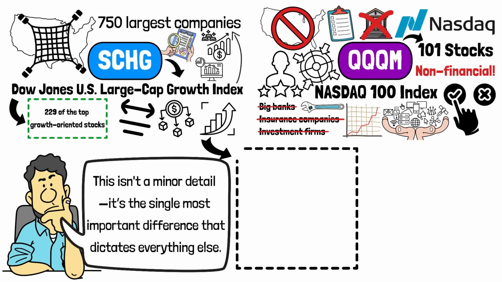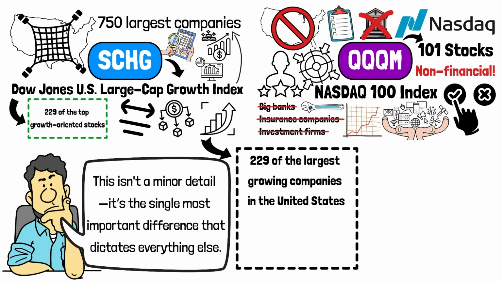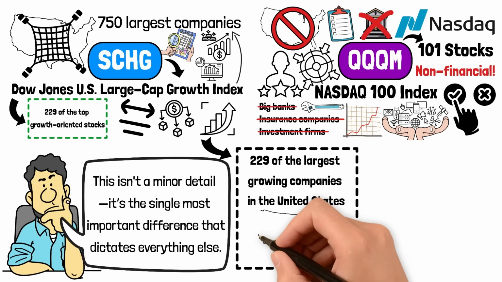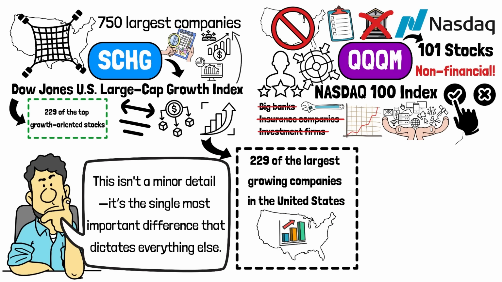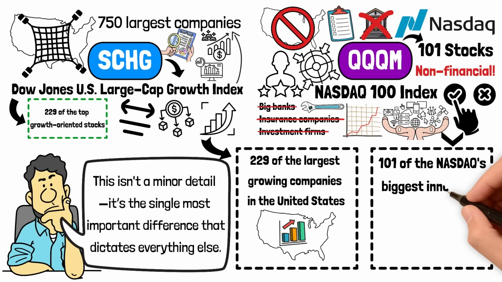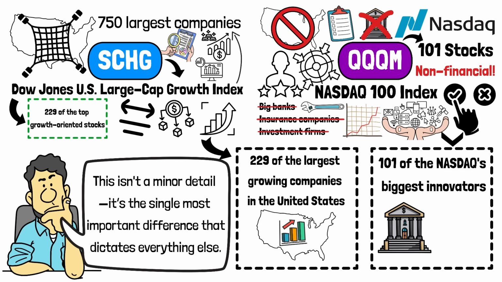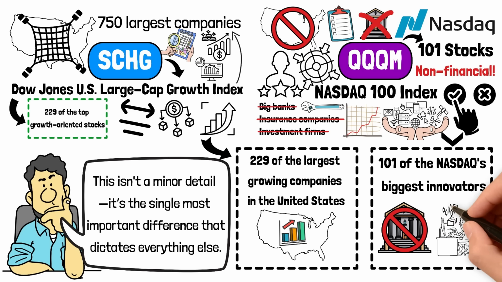With SCHG, you are buying a broad, diversified portfolio of 229 of the largest growing companies in the United States. It is a wide-angle lens on American growth. With QQQM, you are buying a concentrated, focused portfolio of 101 of the NASDAQ's biggest innovators, with virtually no exposure to the traditional financial giants that make up a huge part of the US economy. It is a zoom lens pointed squarely at the tech sector.